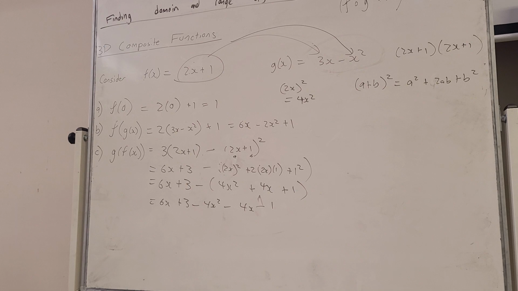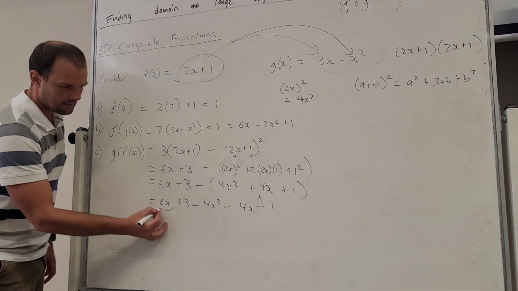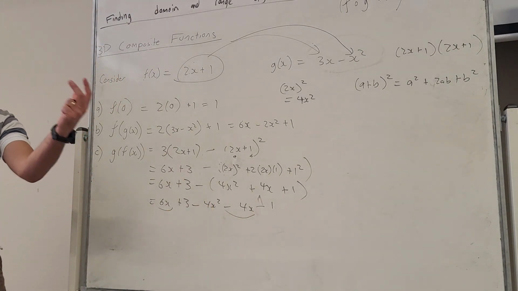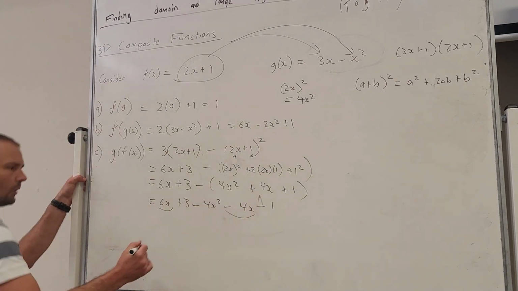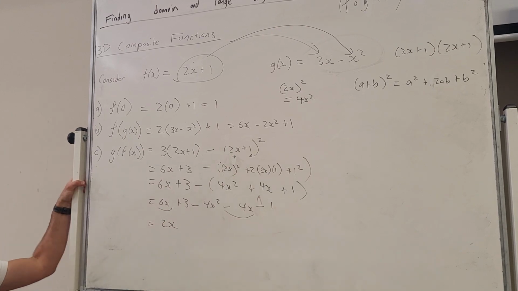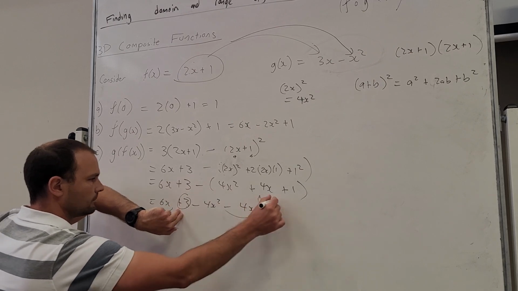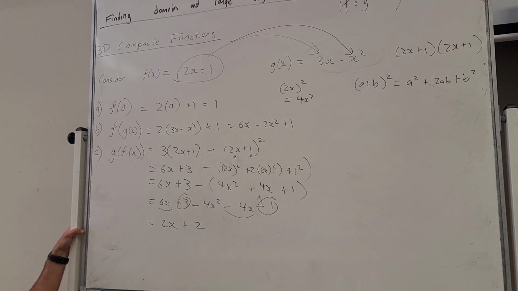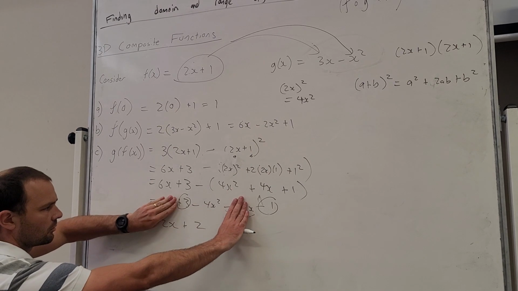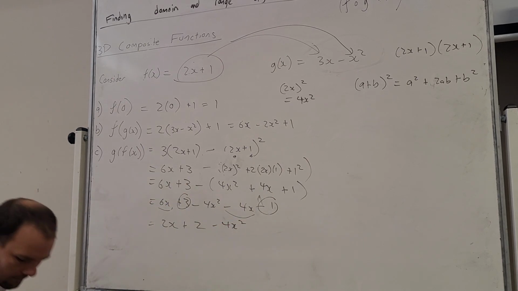So now we've fully expanded it, we're ready to collect like terms. Like terms have the same variable, yeah? So 6x and minus 4x, we can collect them together. We've got 6 lots of x, we take away 4 lots of x, we're left with 2 lots of x. We have positive 3 and minus 1, we can collect them. Positive 3 take away 1 simplifies to 2. So we're just left with minus 4x squared hanging out by itself.